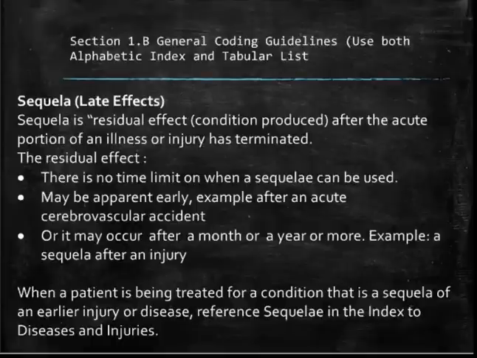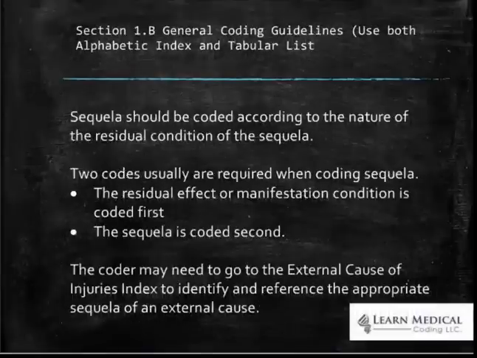When a patient is being treated for a condition that is a sequela of an earlier injury, you will need to reference the word sequela in your index to diseases. When coding for a sequela, there may be 2 codes required. You will need to code first the residual effect or manifestation condition. Then you need to code the sequela second. You may need to code from the external cause of injury if a patient's sequela is due to an old injury, such as a car accident. You will need to code for the sequela of the car accident.